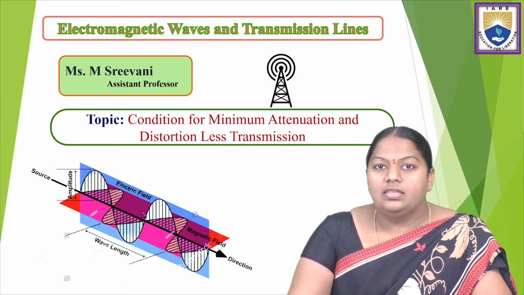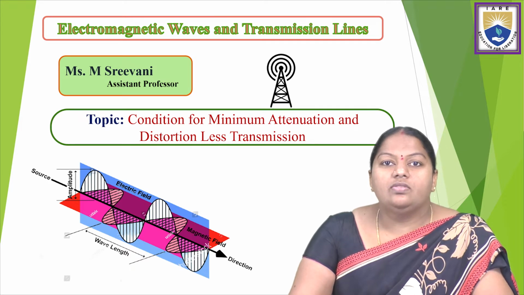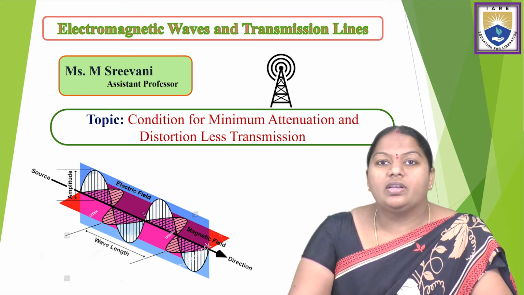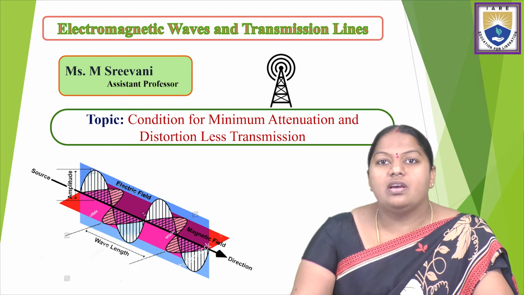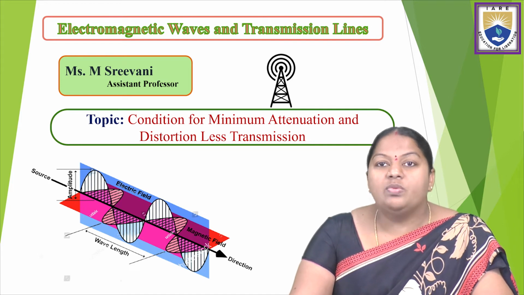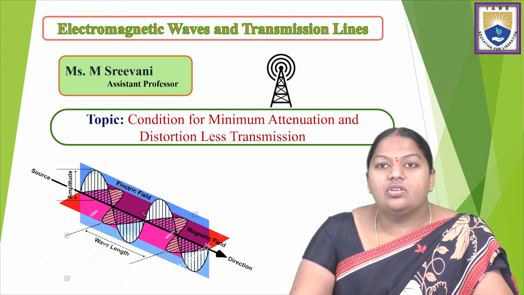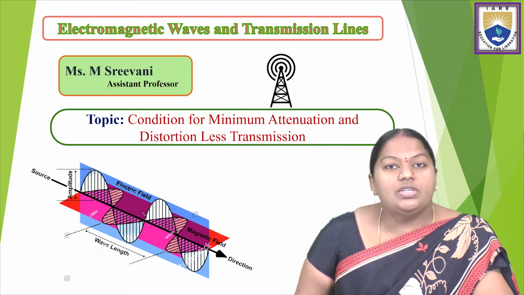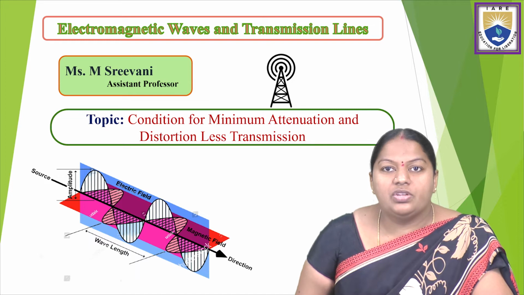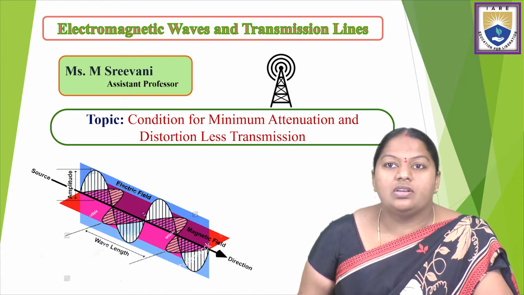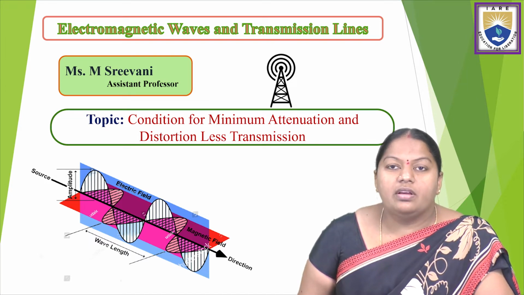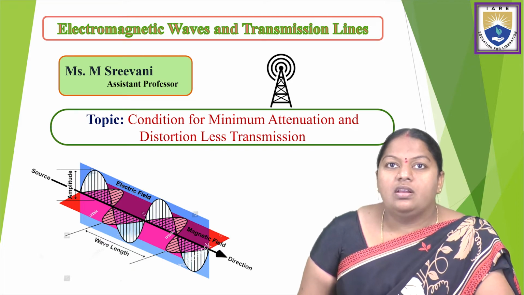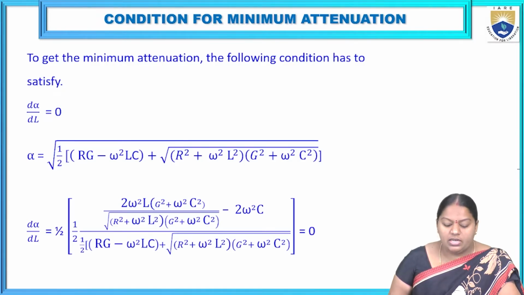So, in today's lecture, we are going to learn one of the topics in electromagnetic waves and transmission lines: the condition for minimum attenuation and distortionless transmission. Before going to derive the condition for minimum attenuation and distortionless transmission line equations and mathematical expressions, let me first introduce what exactly the attenuation constant and phase constant are.